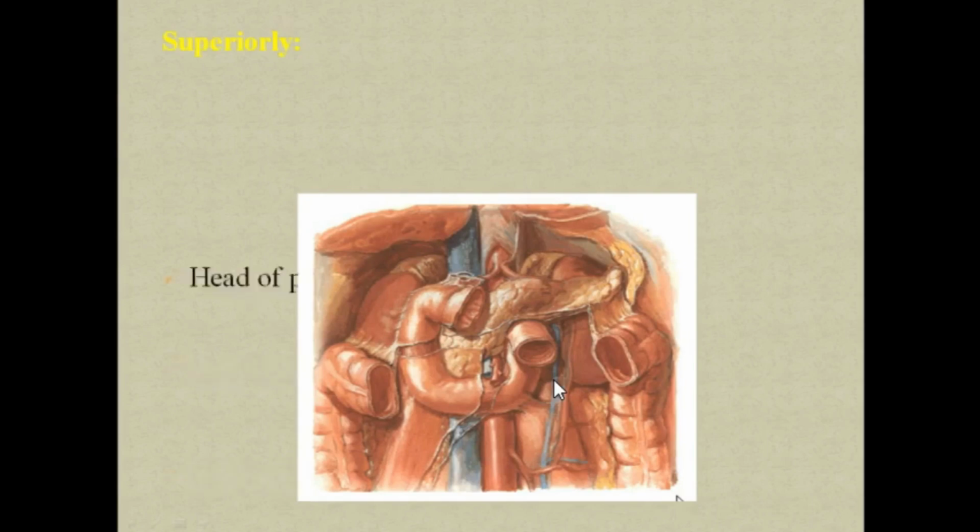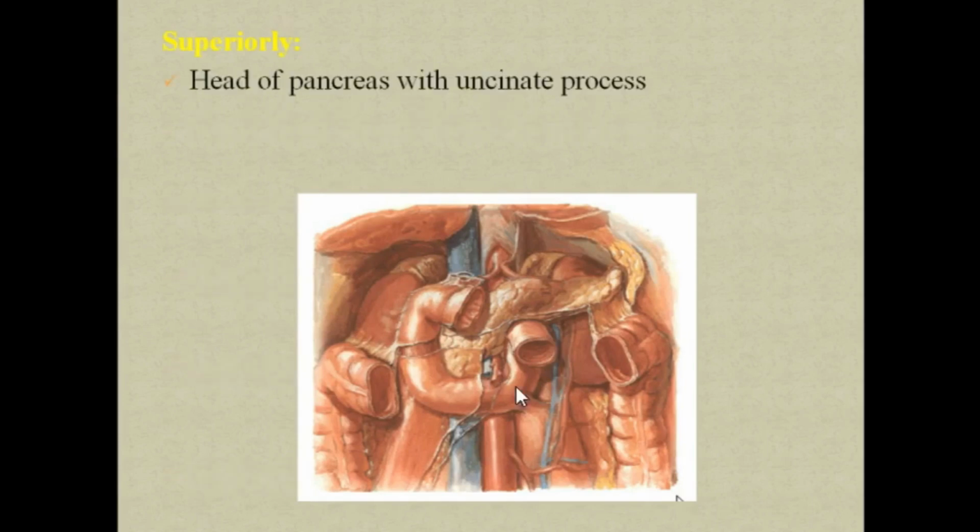So now we are going to see superior relation. It is related to head of pancreas along with uncinate process of pancreas. Inferiorly it is related to coils of jejunum. So this is all about the details of the third part of duodenum.